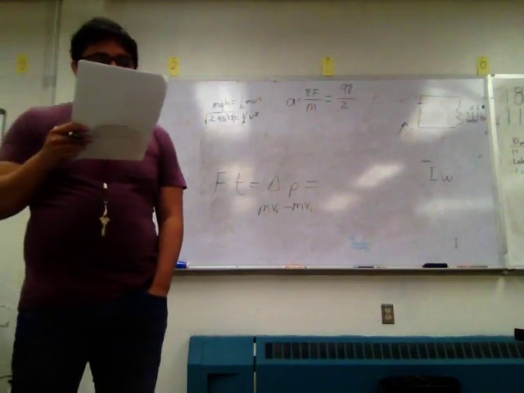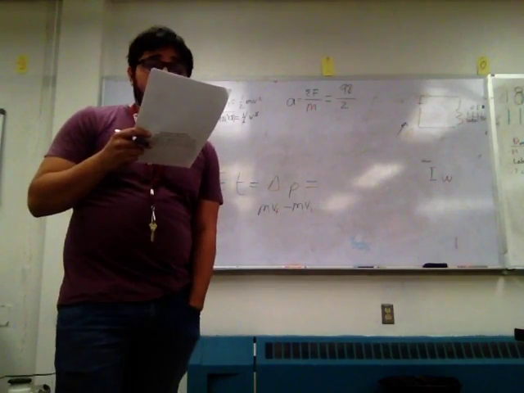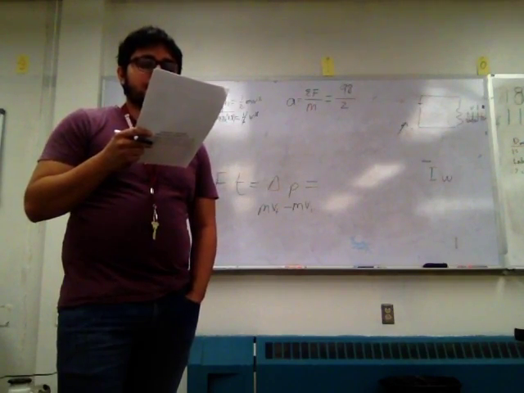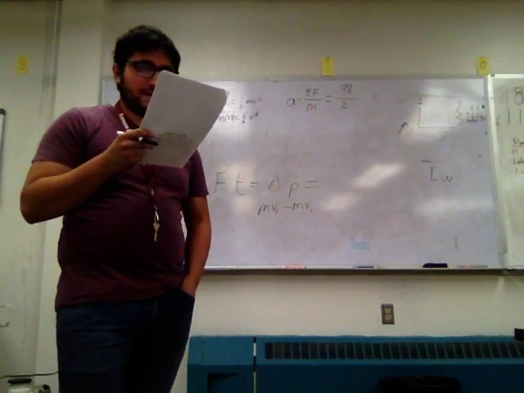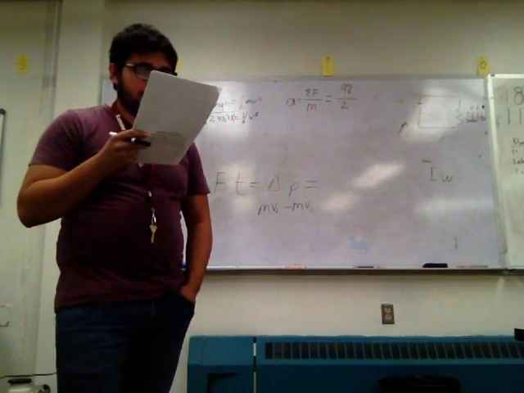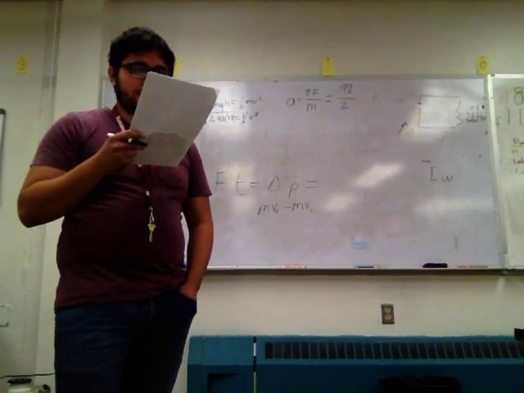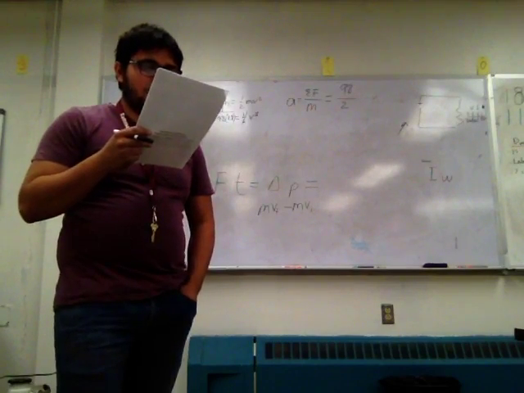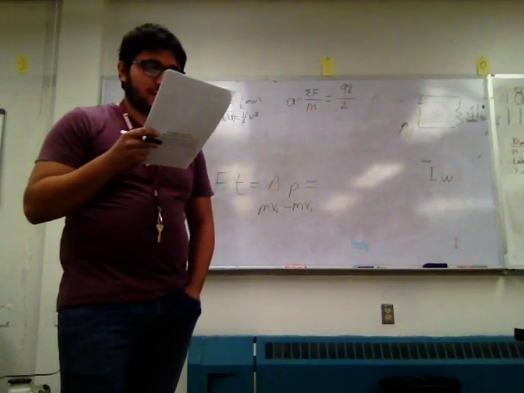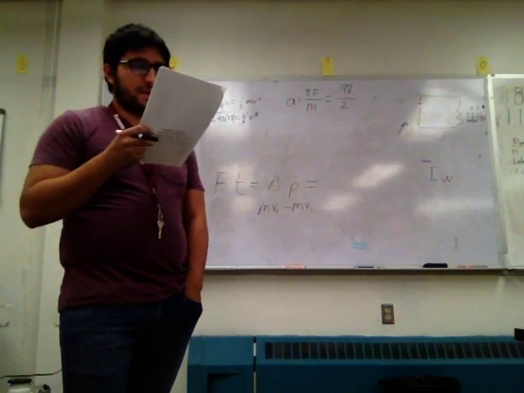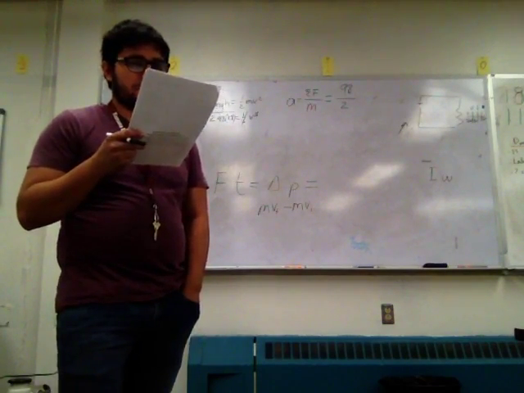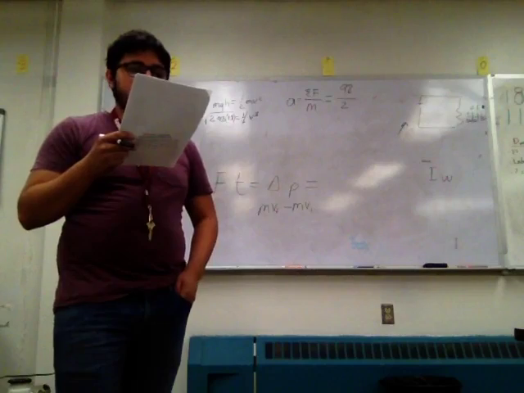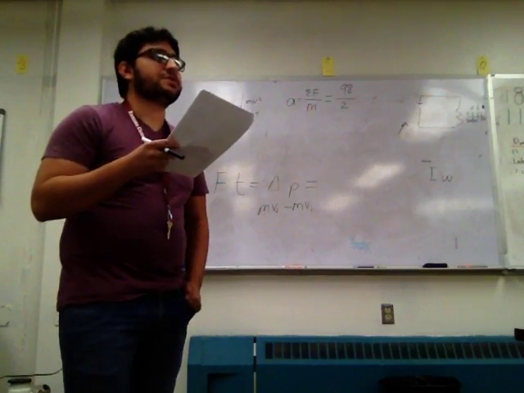A 1 kilogram block is attached to an unstretched spring, a spring constant of 50 newtons per meter, and released from rest from the position shown above. The block oscillates for a while and eventually stops moving at 0.2 meters below its starting position. What is the change in potential energy of the block-Earth system between figure 1 and figure 2? You guys can do that one, I think.